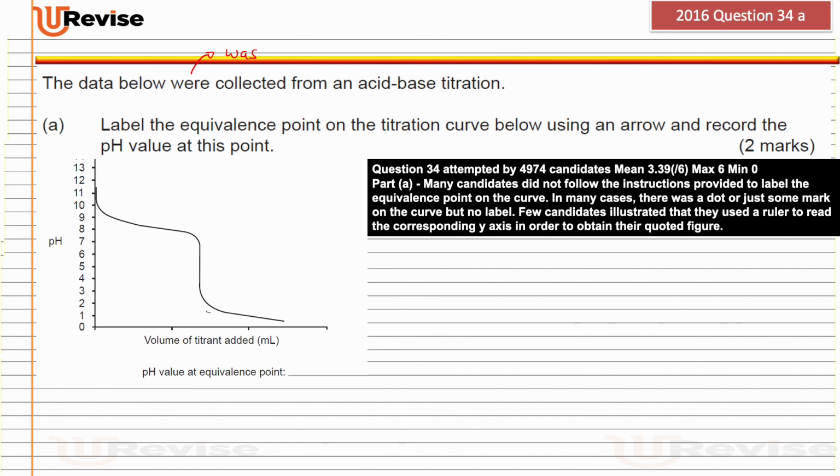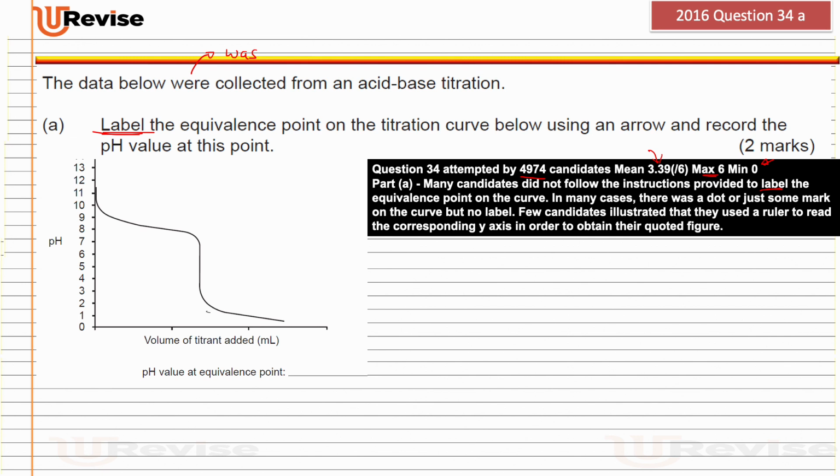According to the examiner, this question was attempted by 4,974 candidates. The mean score was 3.9 out of 6, and some people got maximum marks, some people did not get anything at all. Many candidates did not follow the instructions to label, because the command word clearly says label, which means you must write something. They failed to label the equivalence point on the curve.